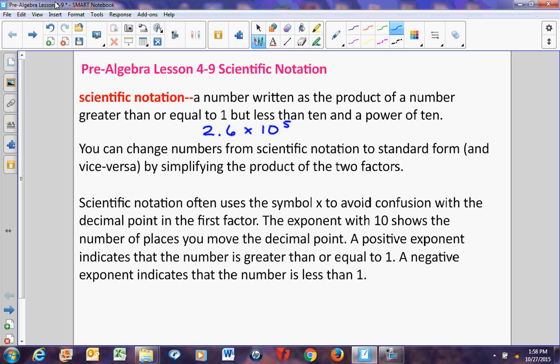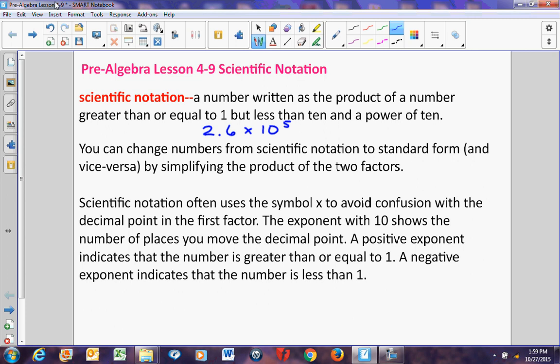Now you can change numbers from scientific notation to standard form, and from standard form to scientific notation by simplifying the product of the two factors. And strangely enough, remember how I told you I do not like you using the x for multiplication? Scientific notation uses the symbol x to avoid the confusion with the decimal point in the first factor. Therefore, you'll rarely see scientific notation written with a decimal point like that for the multiplication part. And you will see it written with the multiplication symbol that you were used to seeing when you were younger.